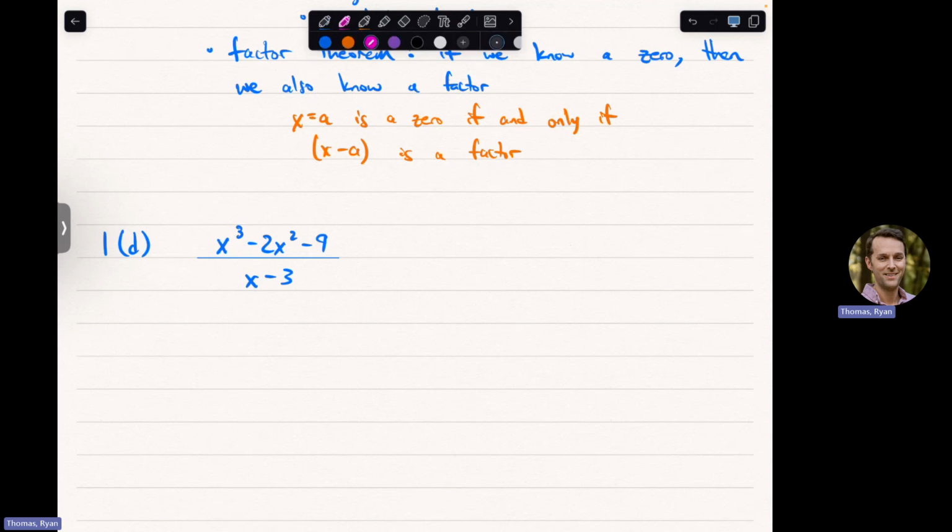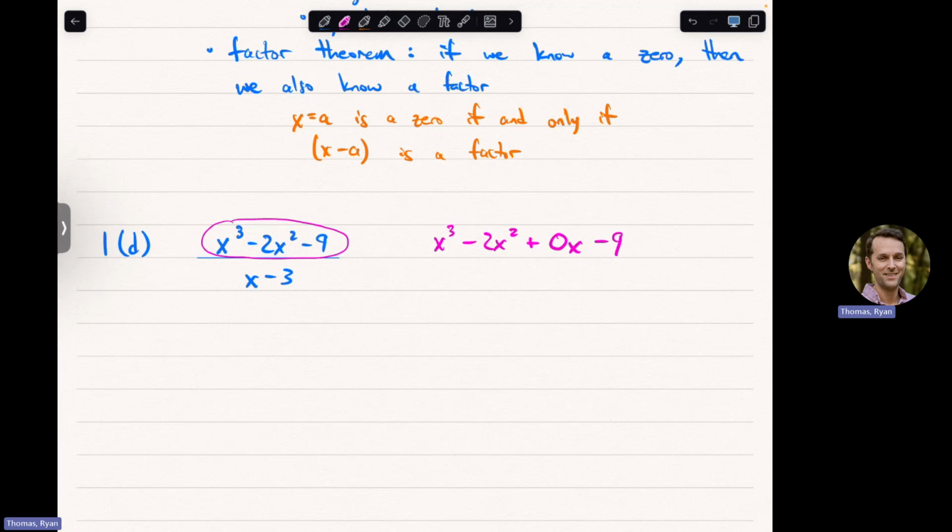One thing to notice here: x cubed minus 2x squared minus 9. There's a missing term in the middle, right? There's no linear, no degree 1 term here. In other words, the coefficient on the linear term is 0. Now, when we do long division or synthetic division, that doesn't mean that no linear terms are going to show up anywhere in the process. So we have to account for that, meaning I need to leave space for it.